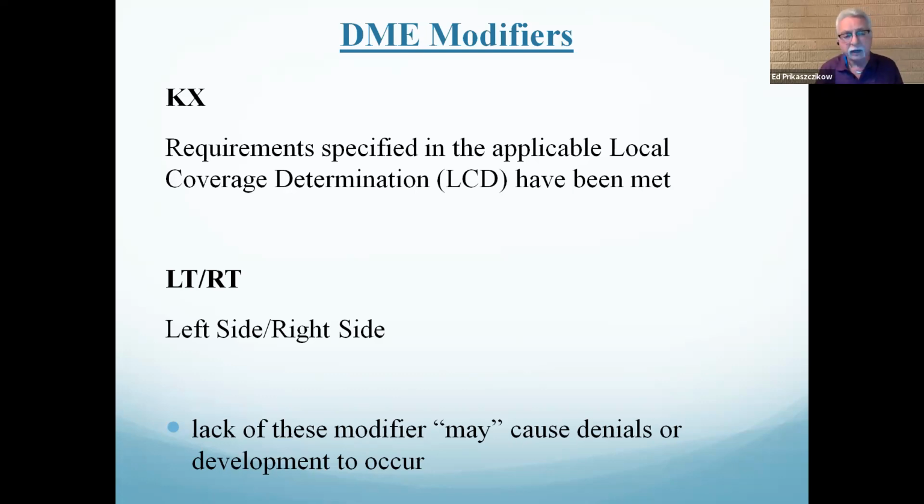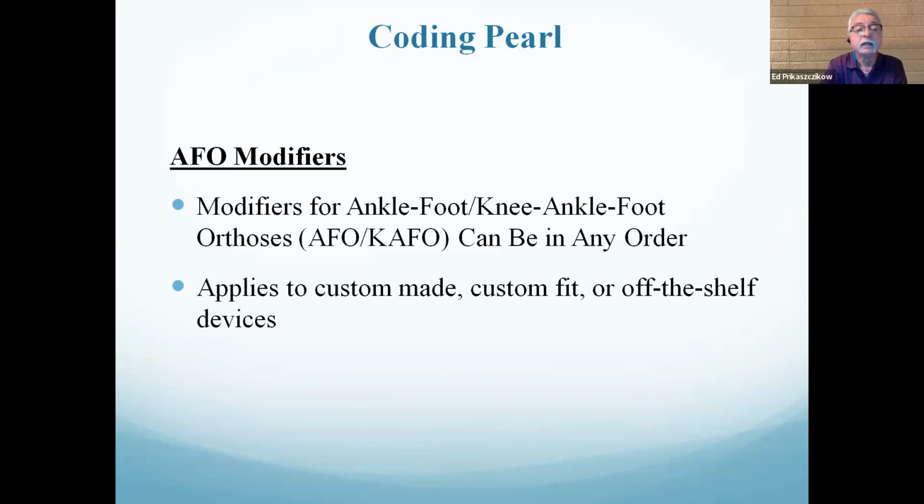And also the LT and RT. When you do bilateral AFOs, for instance, you have to do them on single lines on the claim form, and you have to not only use the KX modifier, but on one line, use the LT, the other line, you use the RT. And if you do not use both of those modifiers, your claim is going to be denied by the DME carrier. In our case in Iowa, that's Meridian.